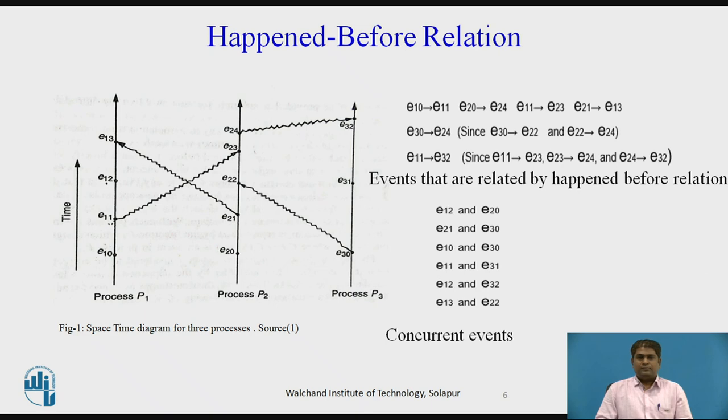On the other hand, two events A and B are concurrent if and only if no path exists either from A to B or from B to A. For example, some of the concurrent events of the diagram are event 12 and event 20, event 21 and event 30, event 10 and event 30, event 11 and event 31, event 12 and event 32, and lastly event 13 and event 22.